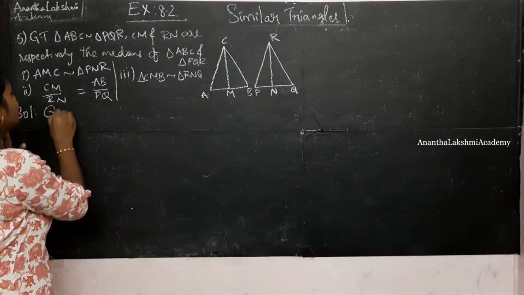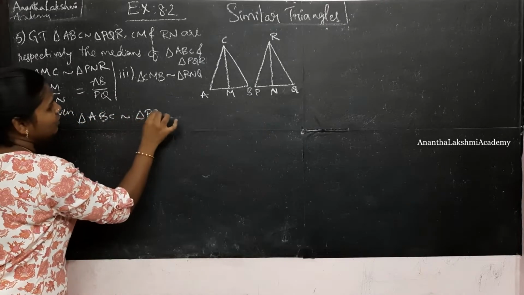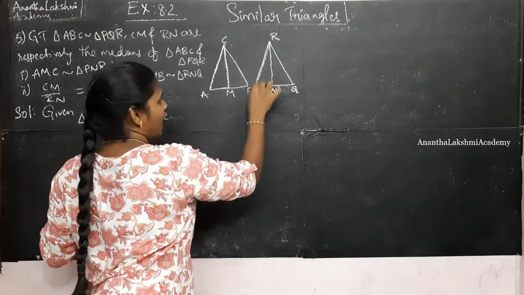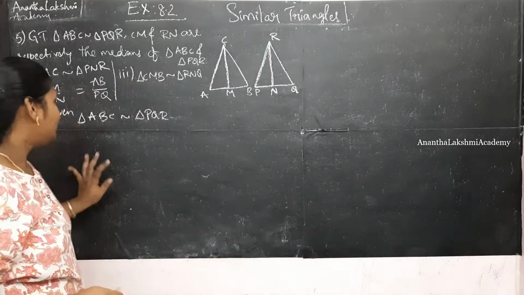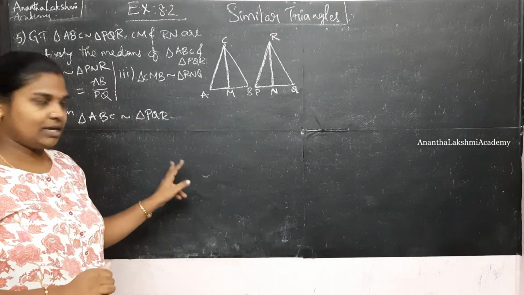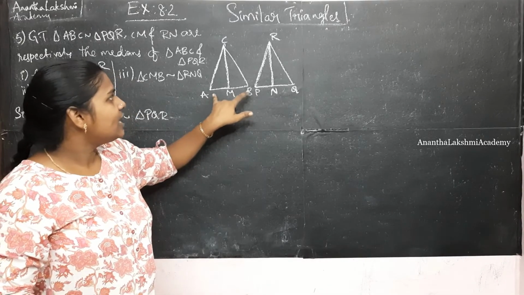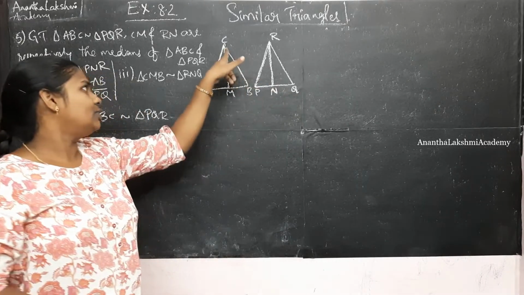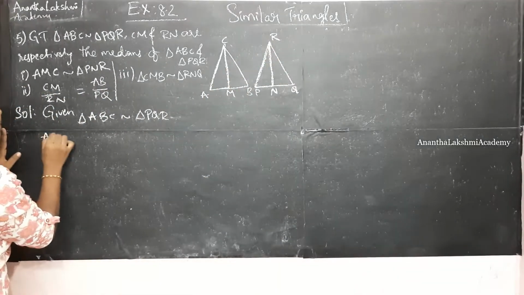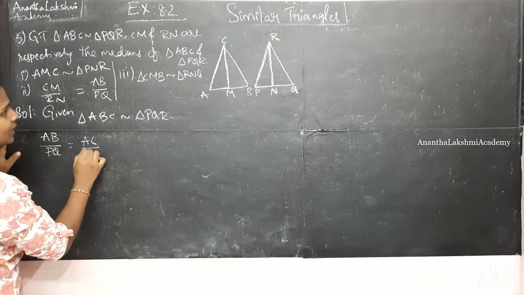So what is given for us? Triangle ABC is similar to triangle PQR. Now they are asking us to prove that this half of the triangle and this half of the triangle are similar. First thing given is triangle ABC is similar to triangle PQR. When two triangles are similar, we know that the sides ratio is equal. So I am going to write it as AB by PQ is equal to AC by PR. Can we write this? AB by PQ is equal to AC by PR.